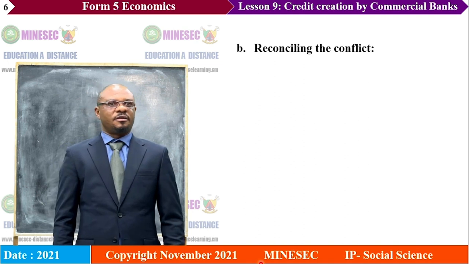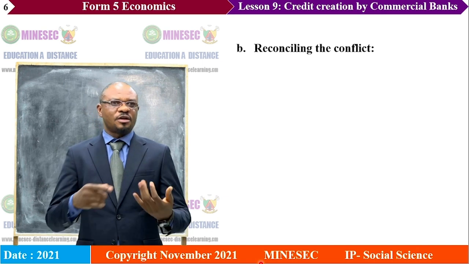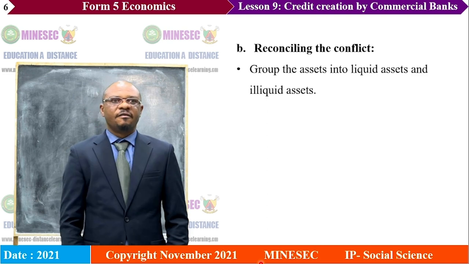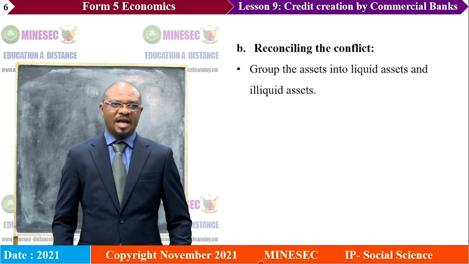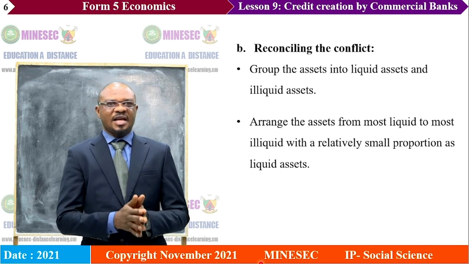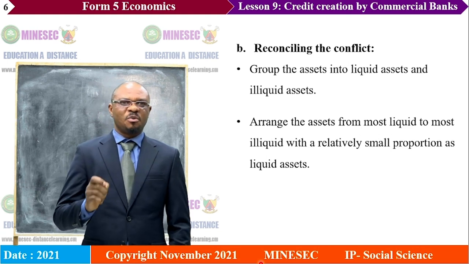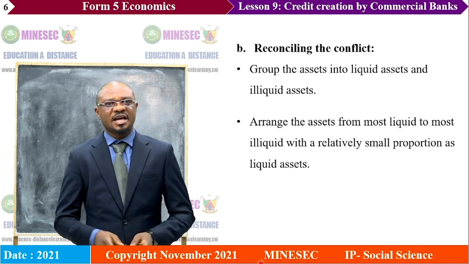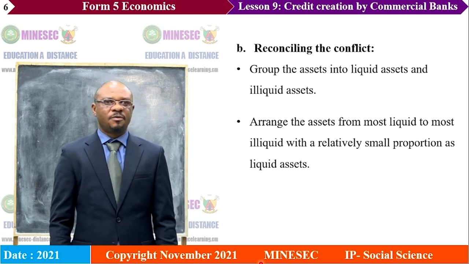For the B part of the question, how then do banks reconcile these conflicting objectives so as to ensure that at any one time there is liquidity and profitability? First, the bank should group the assets into liquid assets and illiquid assets. Next, the bank should arrange the assets from most liquid to most illiquid with a relatively small proportion as liquid assets. Remember, liquid assets are those assets that can easily be converted into cash without a significant loss in value.